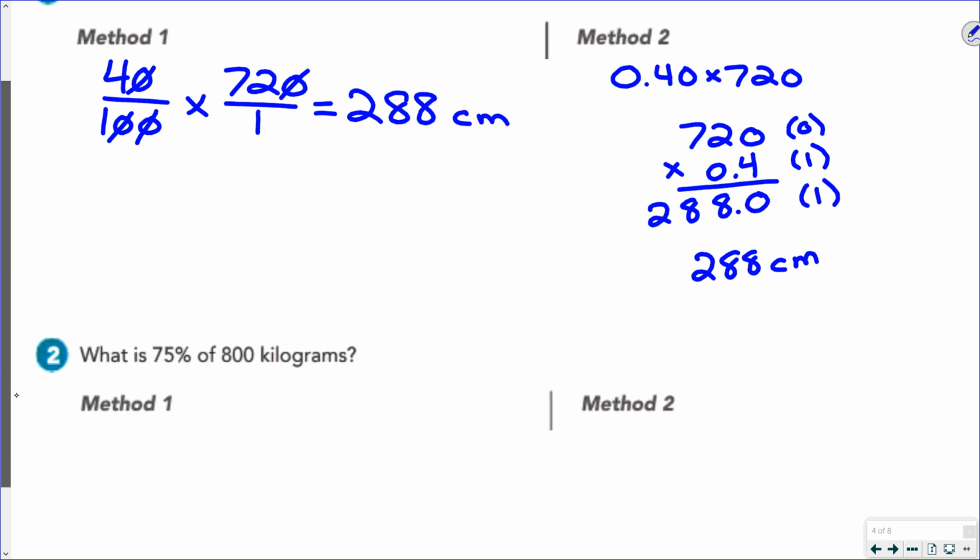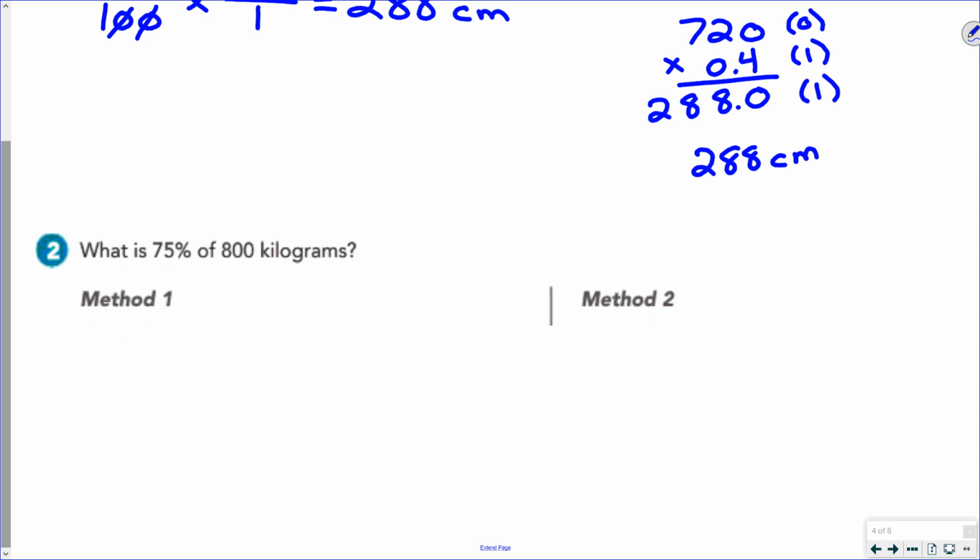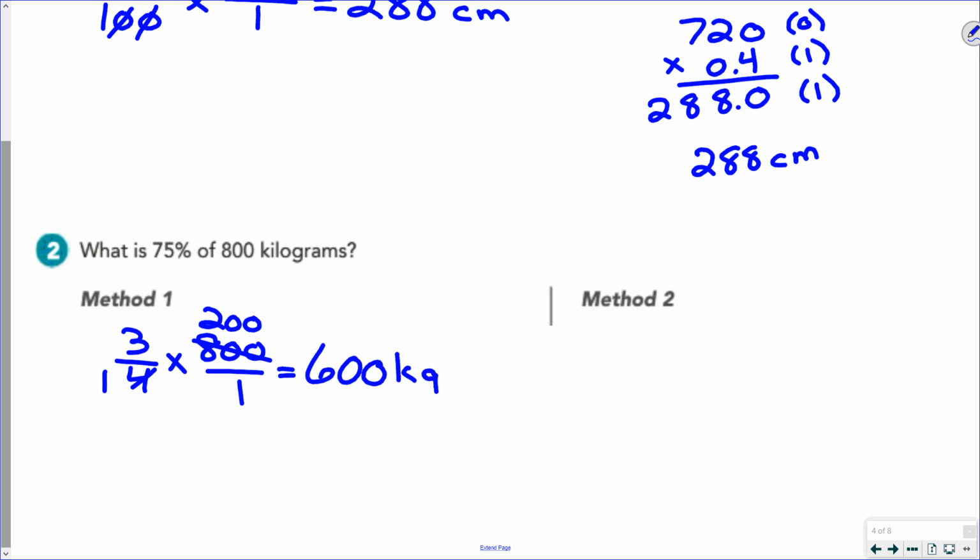Scroll down a little bit. For number 2, what is 75% of 800 kilograms? Well, this is where some previous knowledge would come in extremely helpful for method 1. And hopefully when you see 75%, you realize that 75% as a fraction is 3/4. So that'd be 3/4 of 800. 4 becomes 1, 800 becomes 200. 3 times 200 is 600 kilograms.